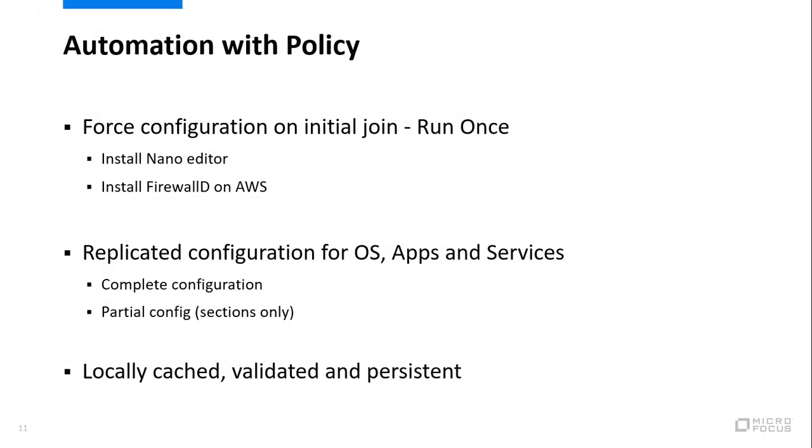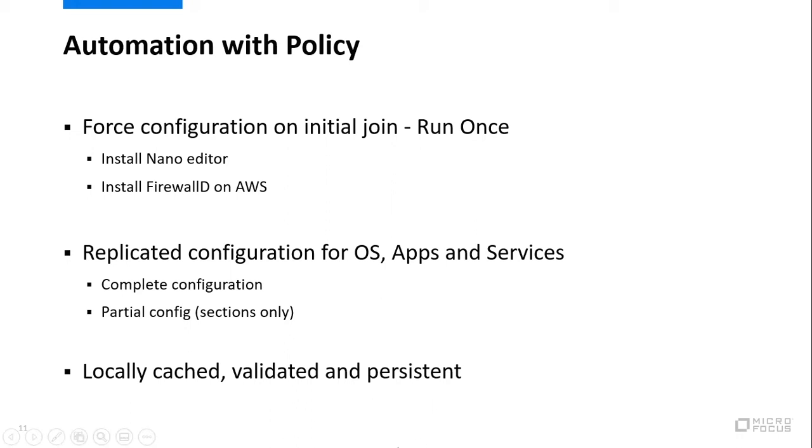So with policy, you can do things like force an initial configuration, a run once on join. In my case, I'll show you I install the Nano editor. And within AWS, I turn on Firewall D or install Firewall D. Now, these configurations are replicated for operating system, for custom applications or any services, and you can choose to do a complete configuration, so my entire configuration file flows, or just portions of my configuration. Maybe I want specific users or turn specific features on and off.